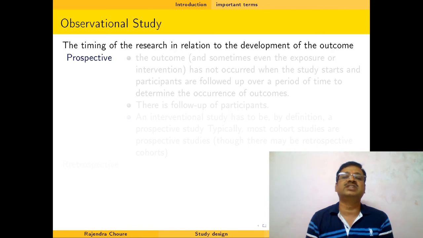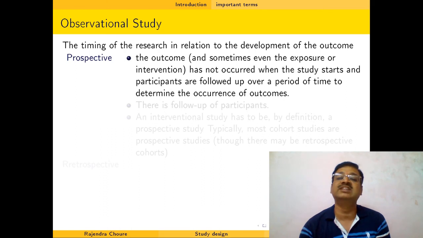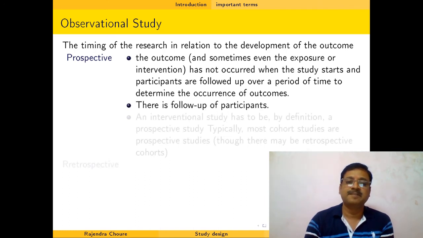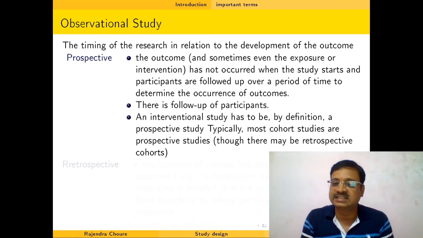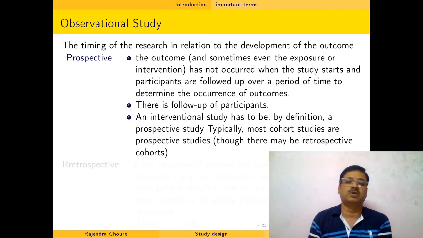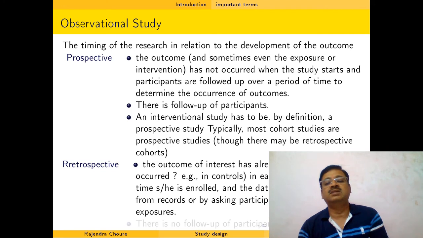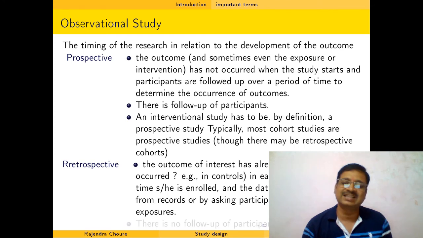The timing of the research in relation to the development of the outcome will determine that. In prospective studies, the outcome, and sometimes even the exposure or intervention, has not occurred when the study starts, and participants are followed up over a period of time to determine the occurrence of outcomes. There is follow-up of participants, and an interventional study has to be by definition a prospective study. Experimental studies are these. Typically, most cohort studies are prospective studies, and in retrospective studies the outcome occurs, and we want the exposure in the previous time. We study the exposures which were there in previous times.